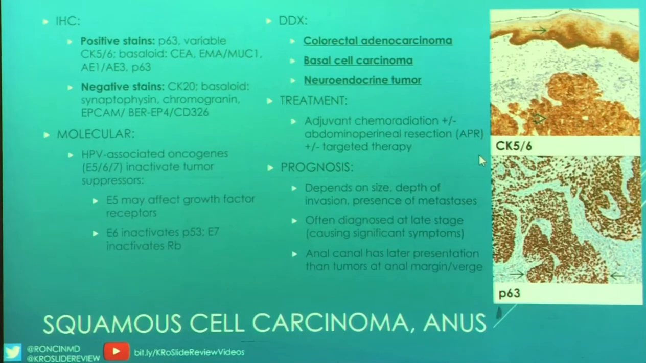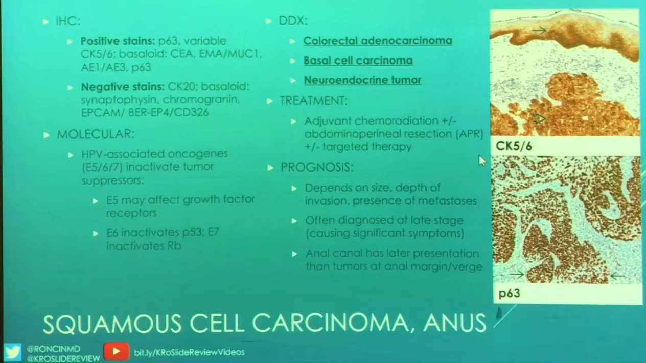P63, you can do CK56, which tends to stain squamous cell carcinoma no matter where it is. If they're basaloid, you'll see positivity for CEA, EMA, pancytokeratin, as well as P63. So P63 should be positive regardless of if it's more conventional type squamous cell carcinoma or basaloid. Again, it's the HPV-associated oncogenes, so we're not going to go over that again.